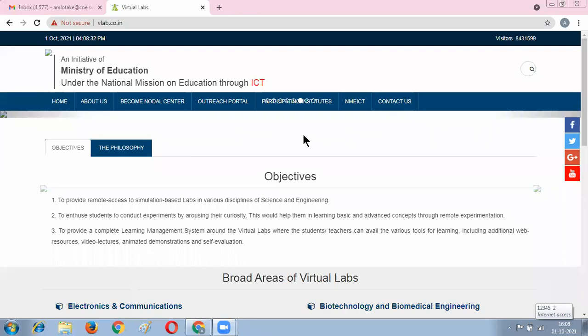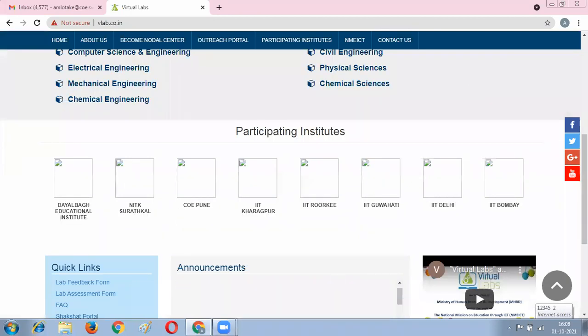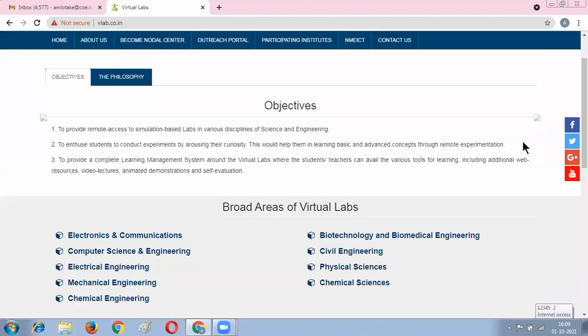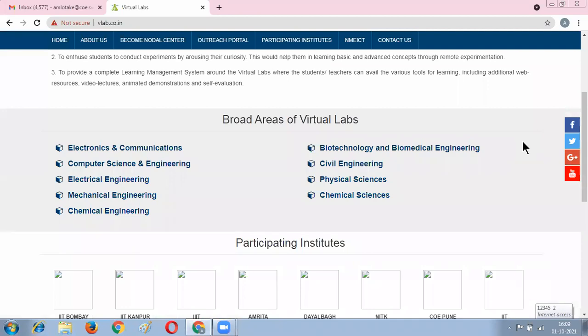Yes, ma'am. Okay. So on Google, you can search for vlab.co.in. After searching, this page will appear on your screen. That is nothing but the virtual lab objectives. What are the broad areas of that virtual lab that we have given? As we are dealing with the basic electrical and electronics lab, we will go for the broad areas. Last time I explained the objective. These are the broad areas of the virtual lab, and we discussed this last time also.